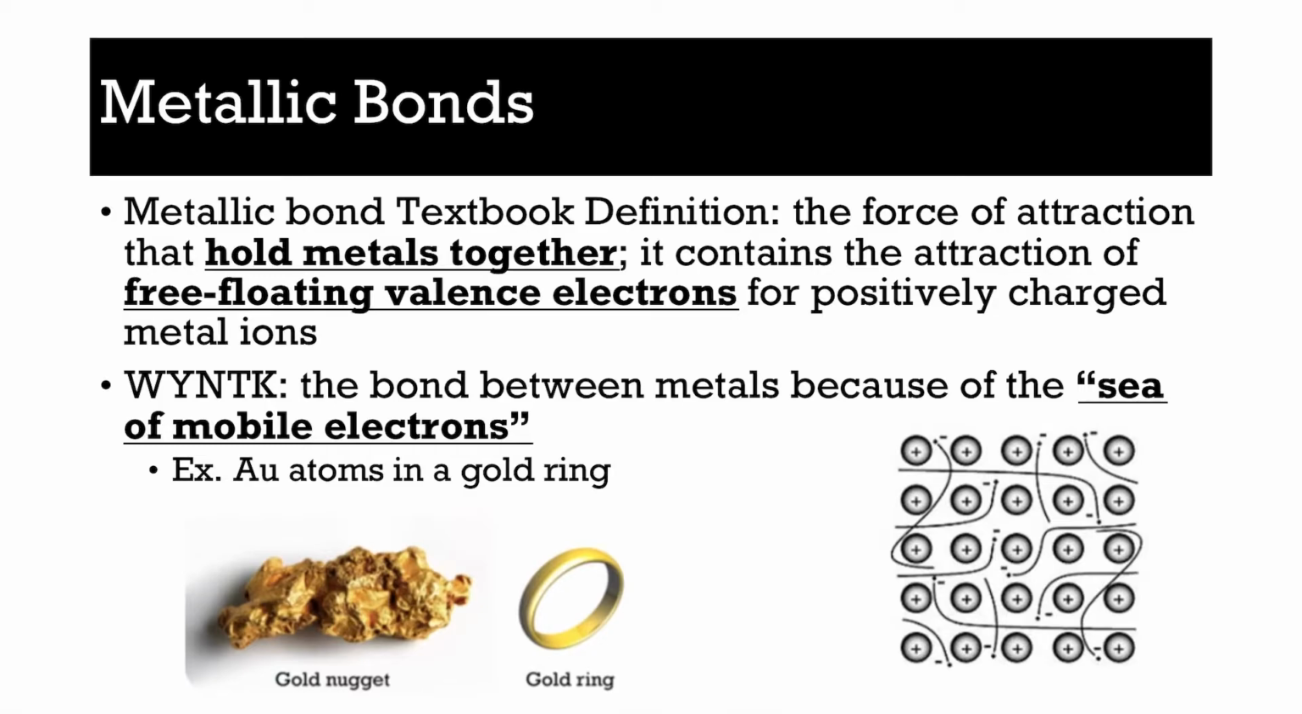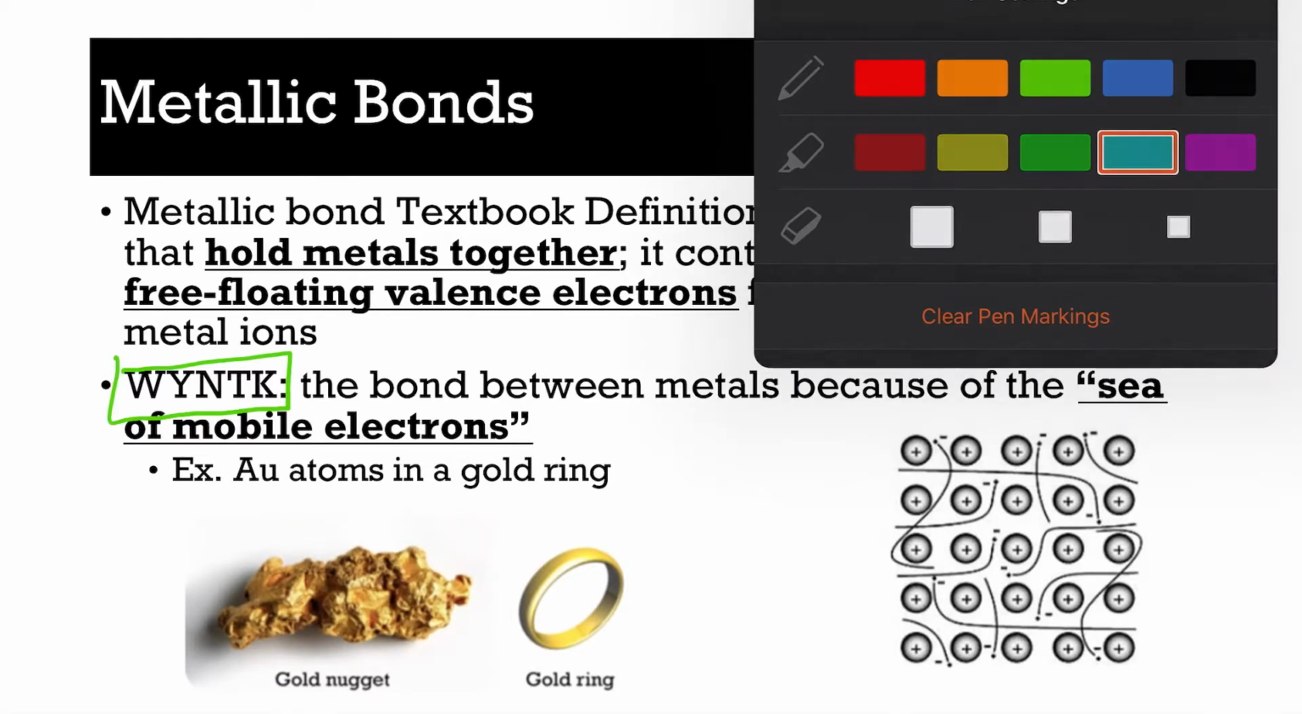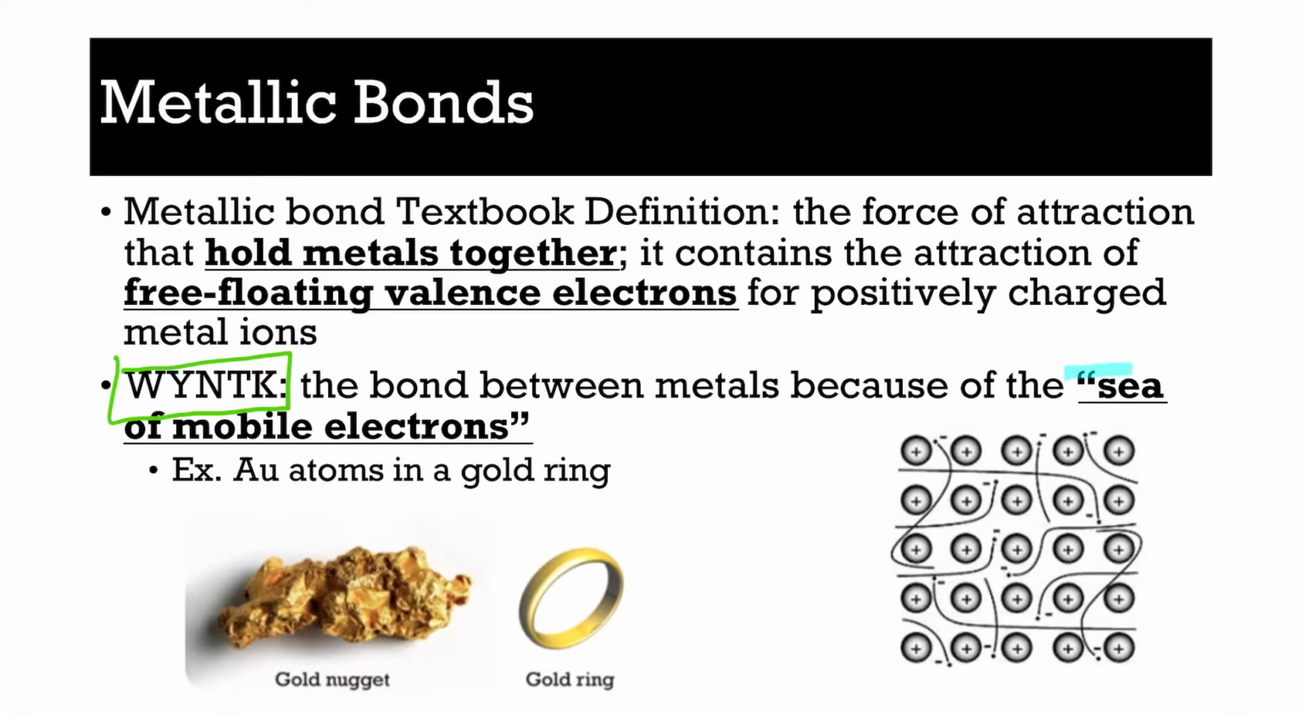Now, that's a long definition. It's kind of hard to talk about. So what you need to know is that it's the bond between metals because of the sea of mobile electrons. So whenever we talk about metallic bonds, sea of mobile electrons is the answer to almost all of the questions.